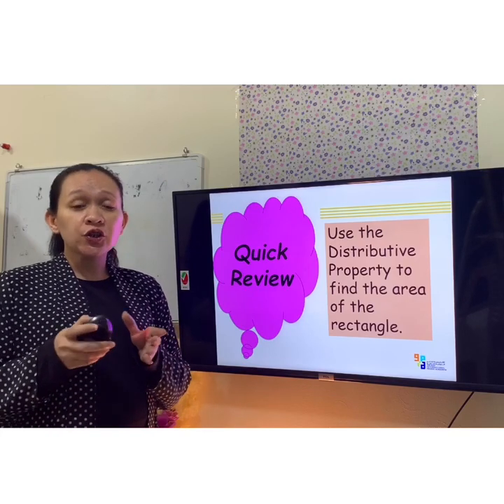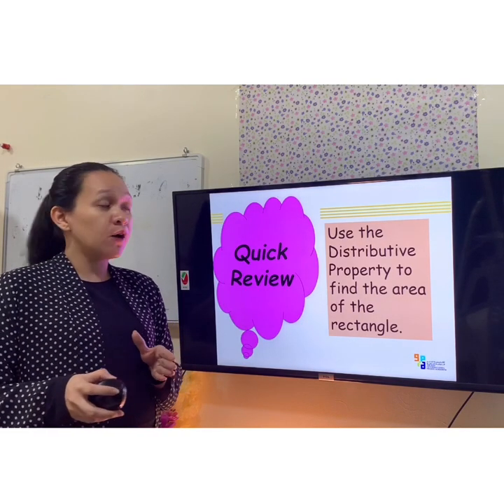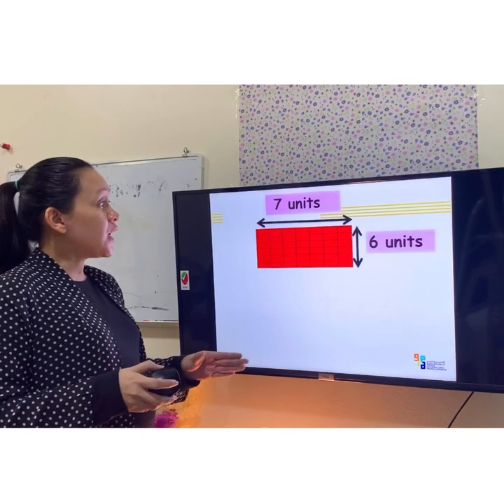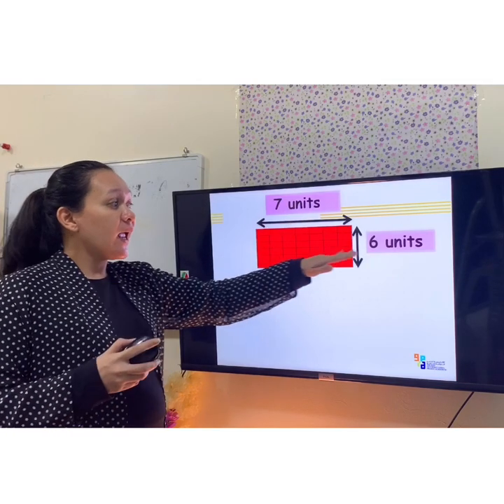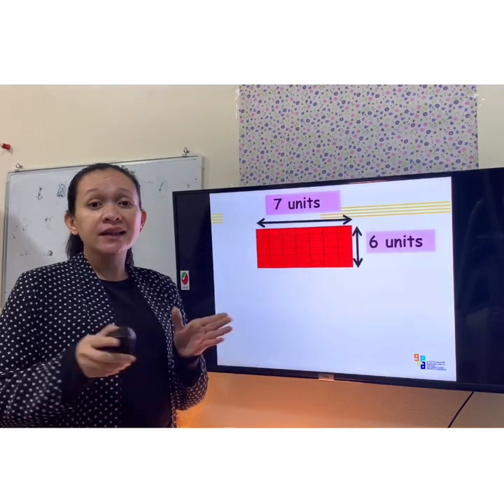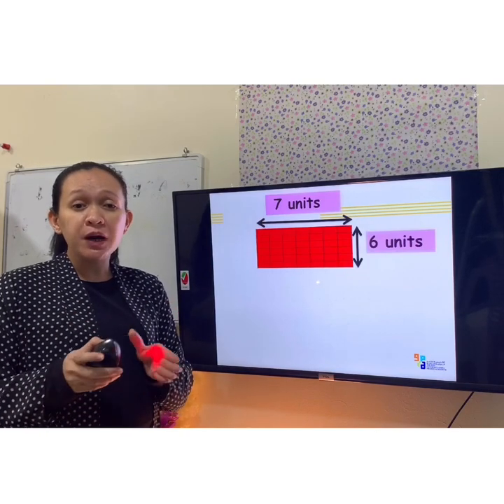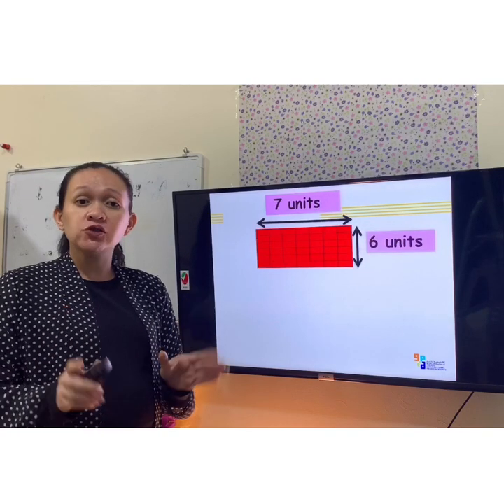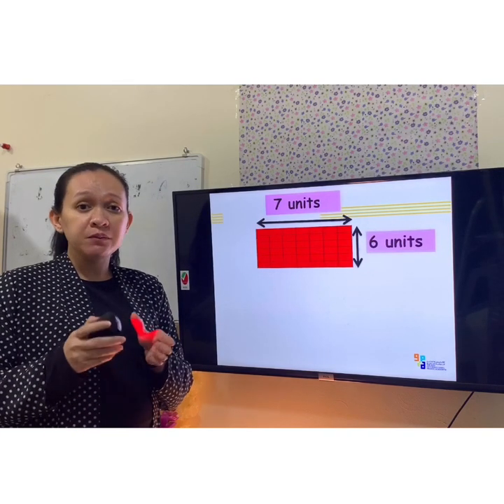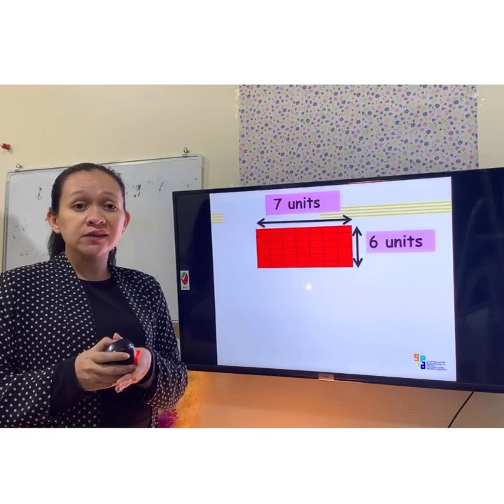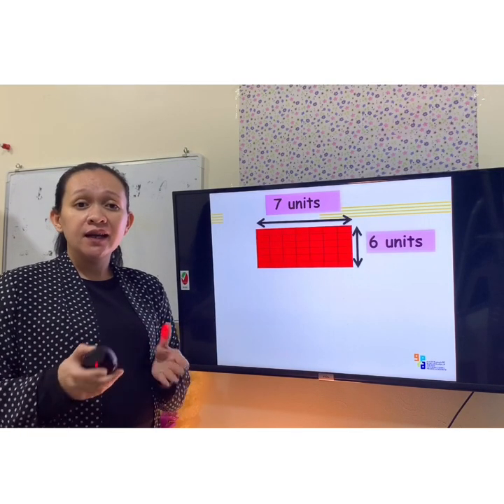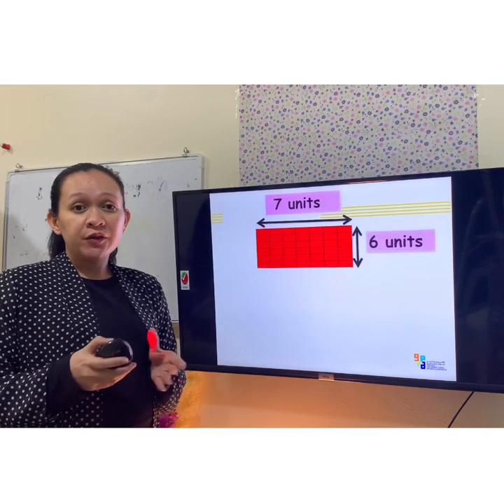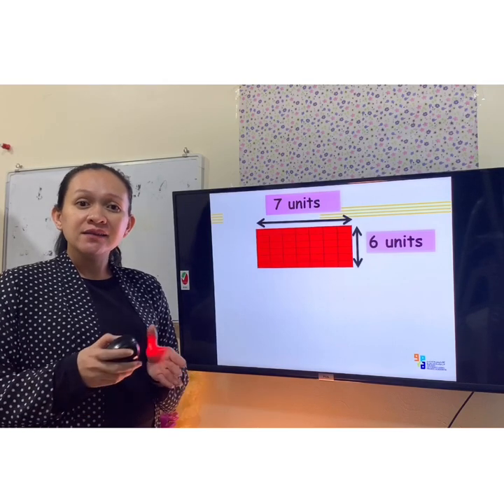Now, I want you to get your copybook and help me find the area of all these figures here. This is our first figure. We have here 7 units, our length, and 6 units in our width. Again, we are going to use distributive property to get the area of this figure. I will give you 10 seconds to answer. If you have your copybook with you now, timer starts now.